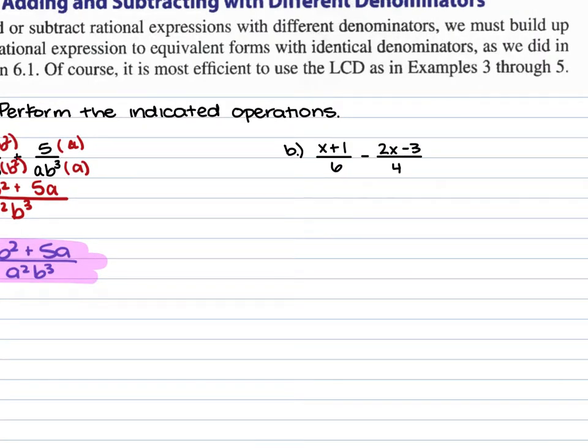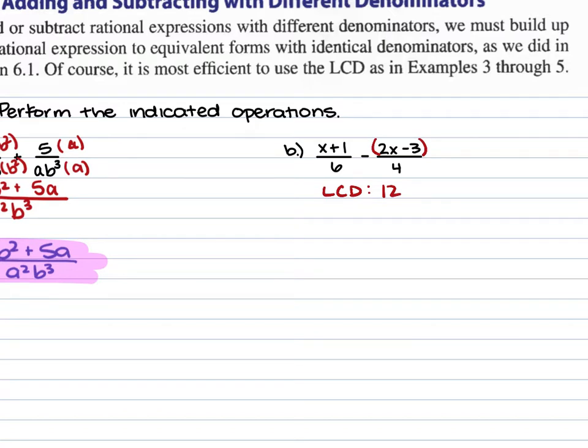For example b, we have x plus 1 over 6 minus 2x minus 3 over 4. Again, like we said with the sections before this, I want to put parentheses around the numerator of that second fraction because my sign between the two fractions is subtraction. From there, I got to find my least common denominator between the 6 and the 4. 4 does not go into 6. The second multiple of 6 is 12. 4 goes into 12. 6 goes into 12. So my least common denominator here is going to be 12.